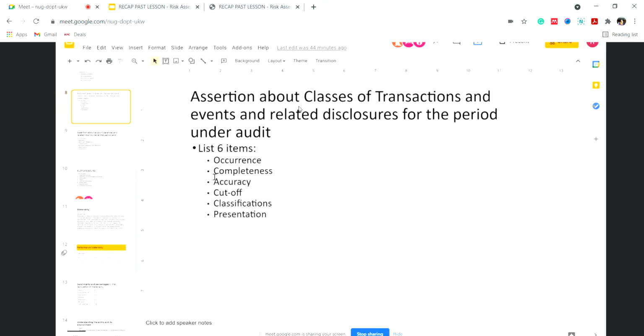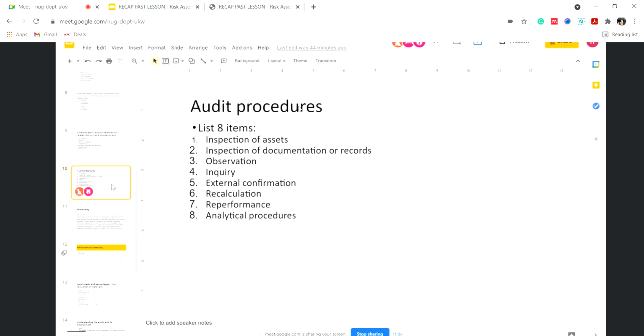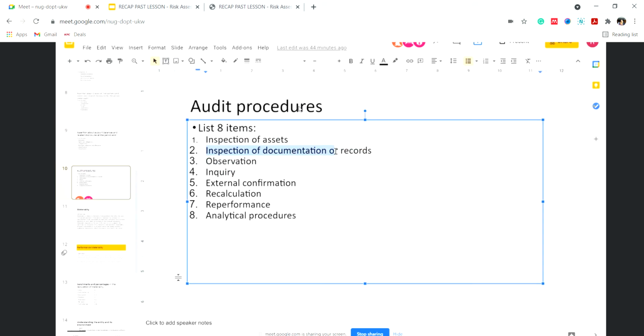If you are going to achieve the completeness objective, you have to look at the document and record. For the inventory, you want to check the completeness of the transaction of inventory, but you choose the wrong procedures. You should choose inspection of document, but you do inquiry. So that is the meaning of wrong audit procedures.